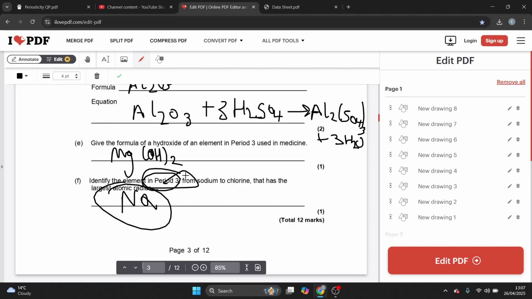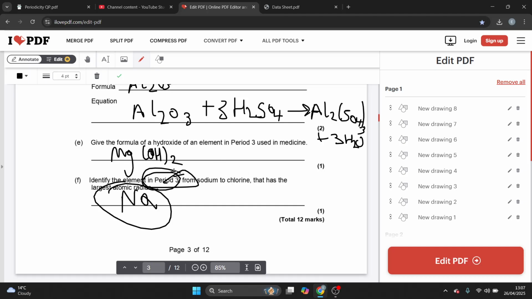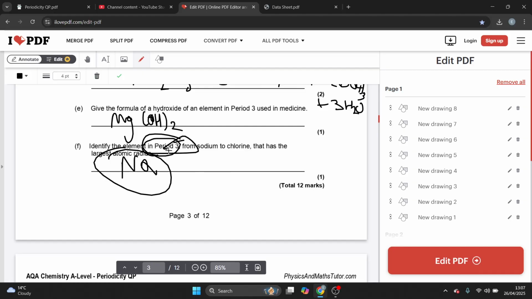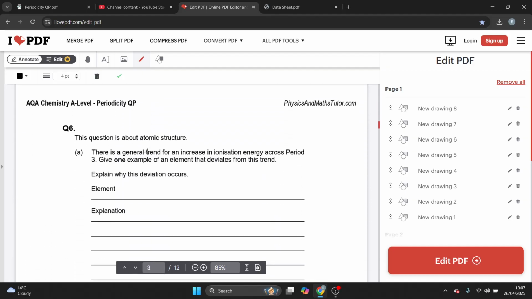They probably wouldn't ask you this for other periods. They would probably just ask you about period 3, group 2, and group 7, because those are the 3 major topics that you need to memorize that appear in the specification. So yeah, just be aware of that.